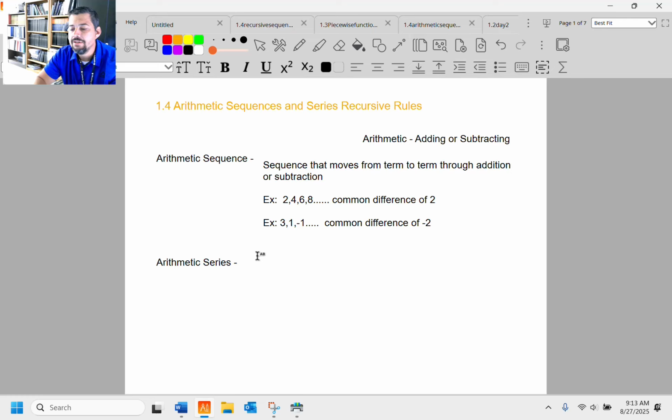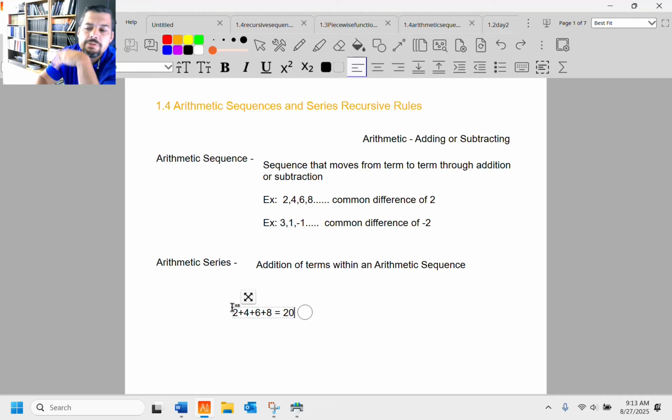An arithmetic series is simply the addition of terms within an arithmetic sequence. You can say arithmetic sequence, I just like to say arithmetic. I don't think it matters. It's tomato, tomato. So up here I might have done 2 plus 4 plus 6 plus 8, which is 20, right? That would be a series where we actually do some addition. Tomorrow we'll expand on this.